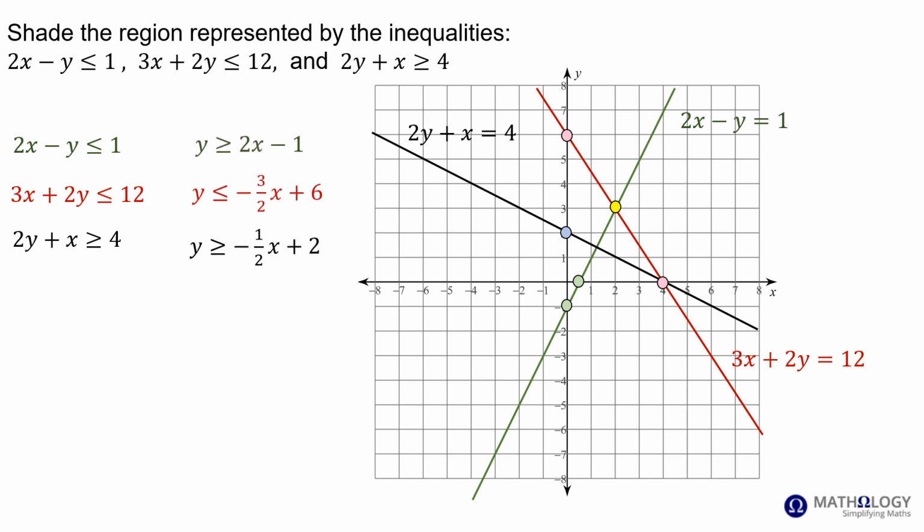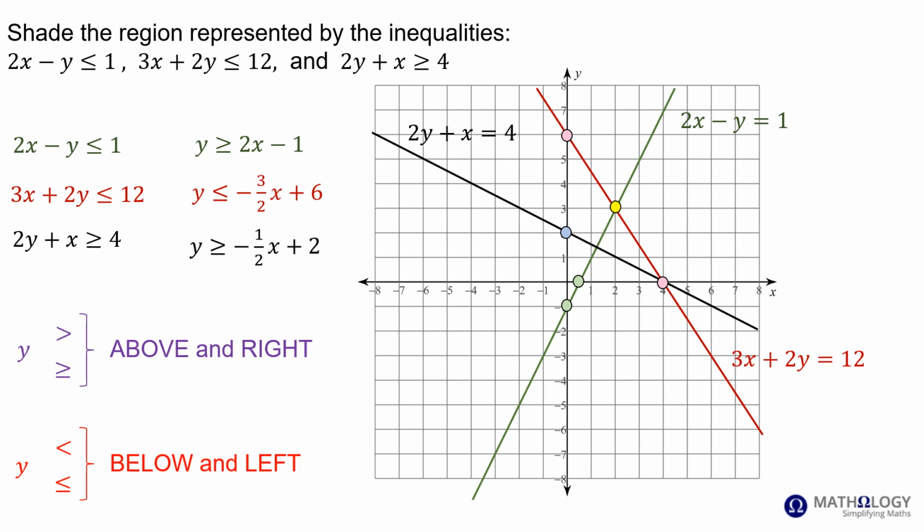Secondly, note that the inequality signs, greater than, and greater than or equal to, with respect to the variable y, means that the solution lies above and to the right of the line. And the inequalities, less than, and less than or equal to, with respect to the variable y, means that the solution lies below and to the left of the line. So, for the function, y is greater than or equal to 2x minus 1, we shade to the right of the green line, because the inequality is y is greater than or equal to.